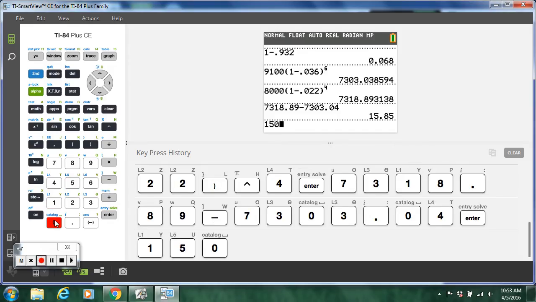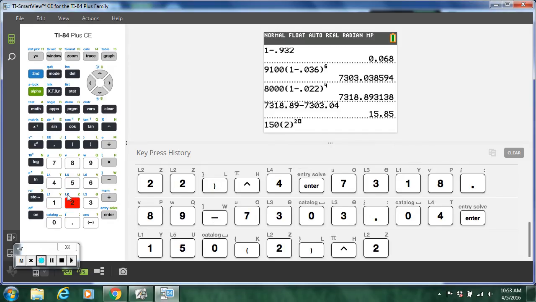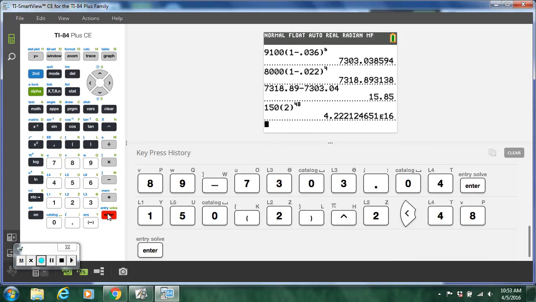All right, so 150 times, now I can't do this one in my head. 150 times 2 raised to the 48 power. Ooh. How many bacteria is that? That is a really big number. That means move that decimal 16 times, right? So if we move it here, 1, 2, 3, 4, 5, 6, 7, 8, 9, we've still got 7 more zeros to add out here. It's a pretty big number, isn't it?